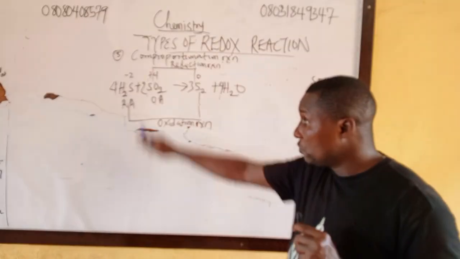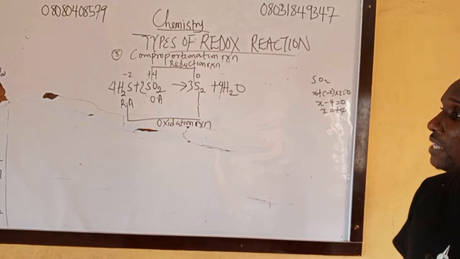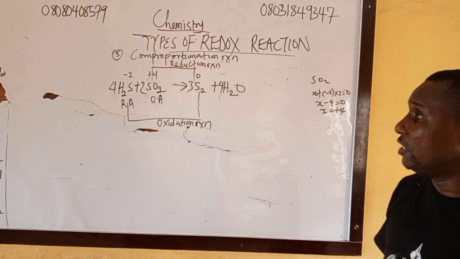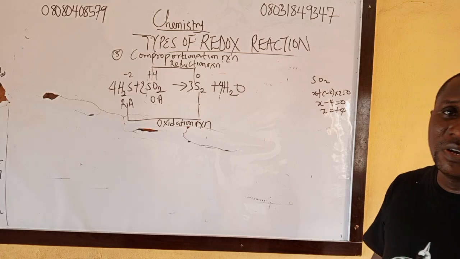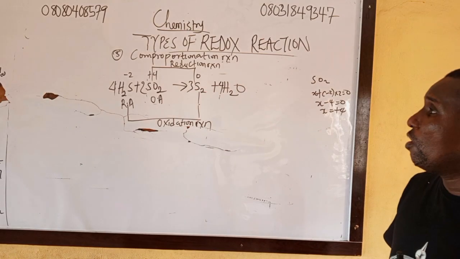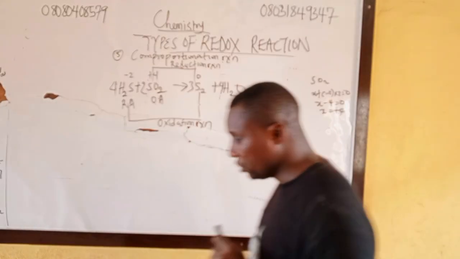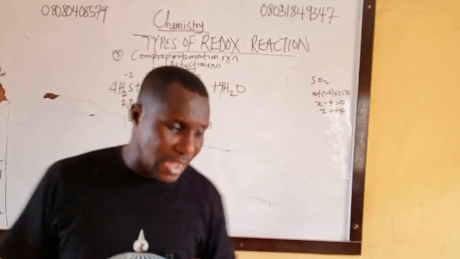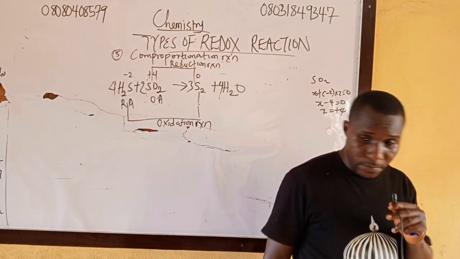This is what they call a disproportionation reaction. We have an element in a compound at the reactant which acts as both reducing and oxidizing agent, which is determined by the one at the product. It is an example of a redox reaction. Then let us look at reactions that are not redox in nature.